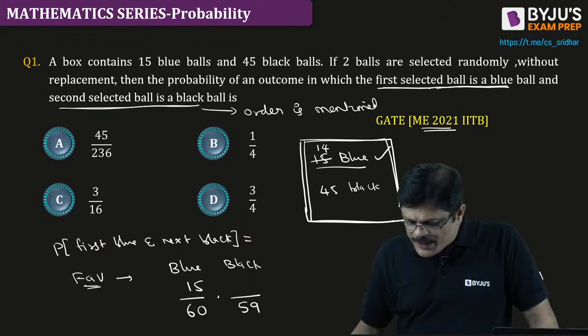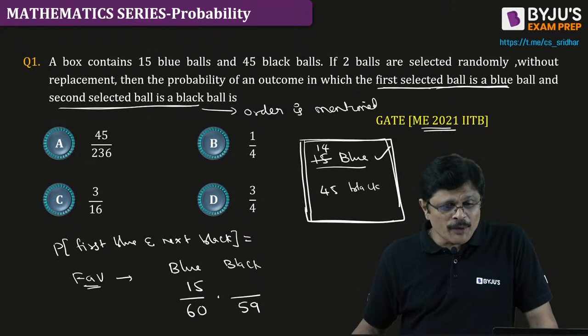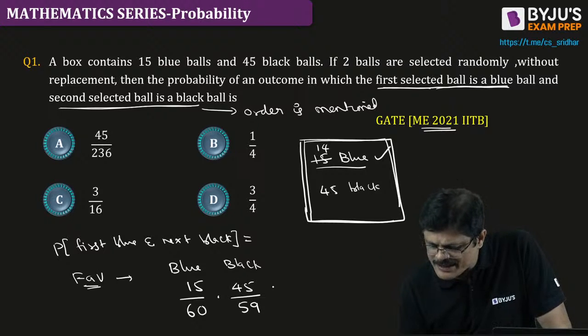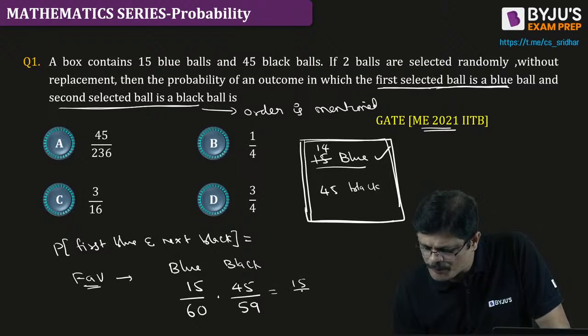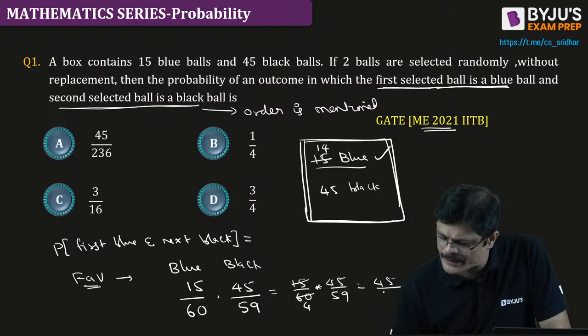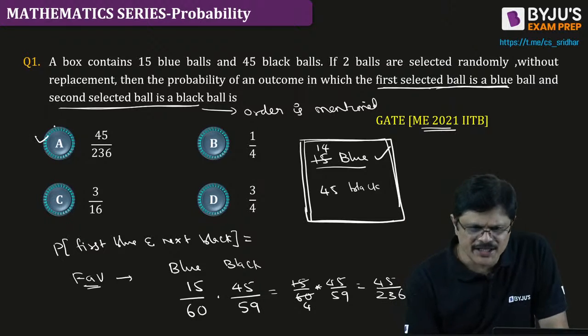Now what is the probability of selecting a black ball? Black can be selected in 45 ways. So it is 15 by 60 into 45 by 59, sir. 15 fours and 45 by 59 into 4 is 236. So the right option is option A.